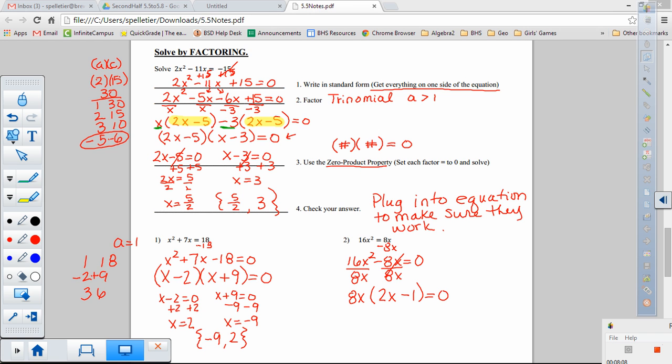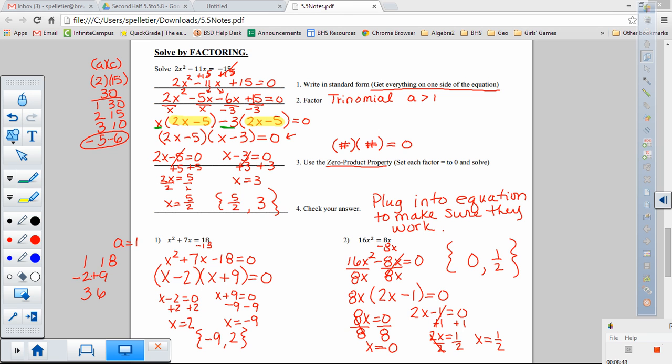And then you have to set both terms equal to 0. So 8x equals 0, divide by 8. 0 divided by anything is 0. 2x minus 1 equals 0, so I'm going to add 1. And I get 2x equals 1, and then I'm going to divide by 2, and I get x equals 1/2. So my solution in this problem is 0 and 1/2. So factoring is a key and a super easy strategy for solving, way easier than graphing.